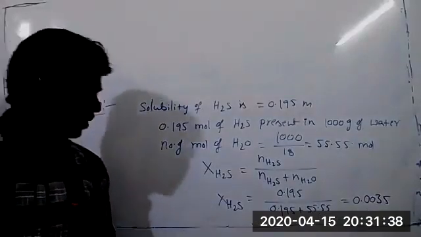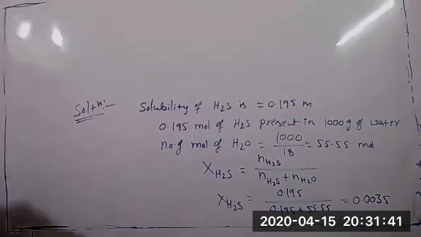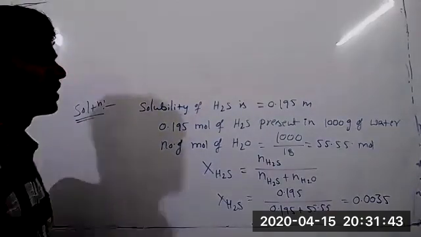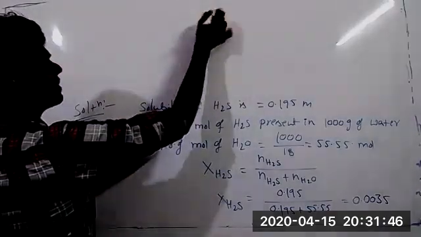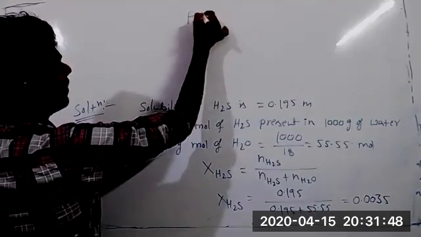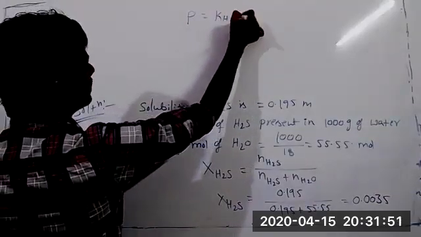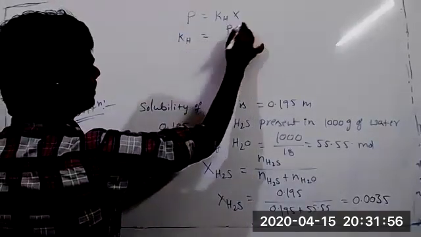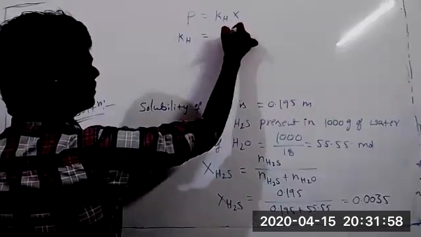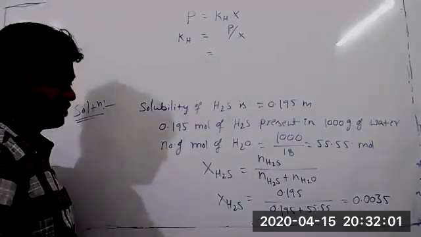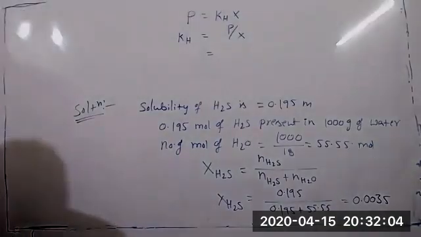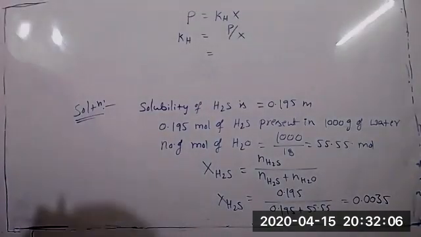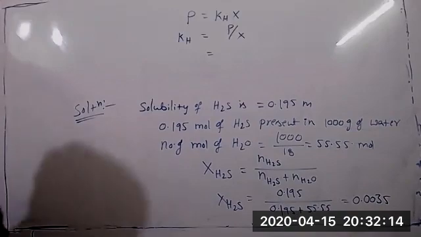So now we have the mole fraction of H2S. We have to calculate Henry's law constant. Henry's equation is partial pressure is equal to Kh into X, so Kh is equal to P by X. What is the P value?